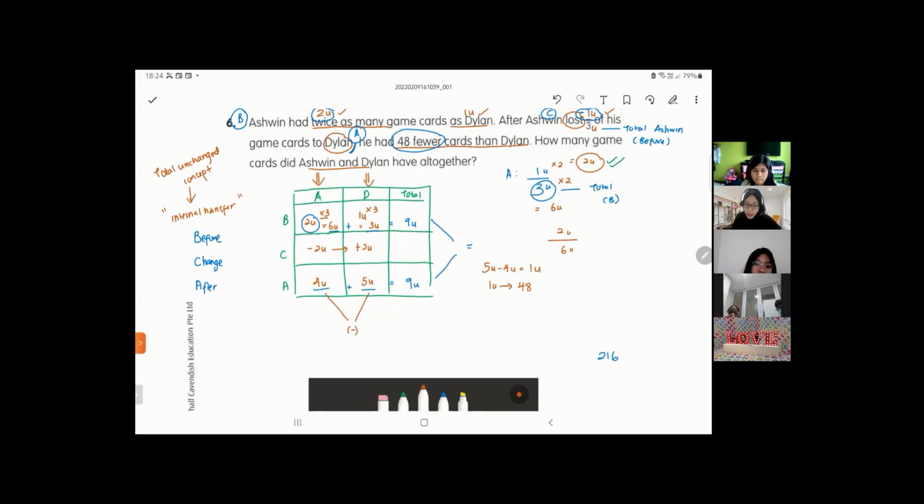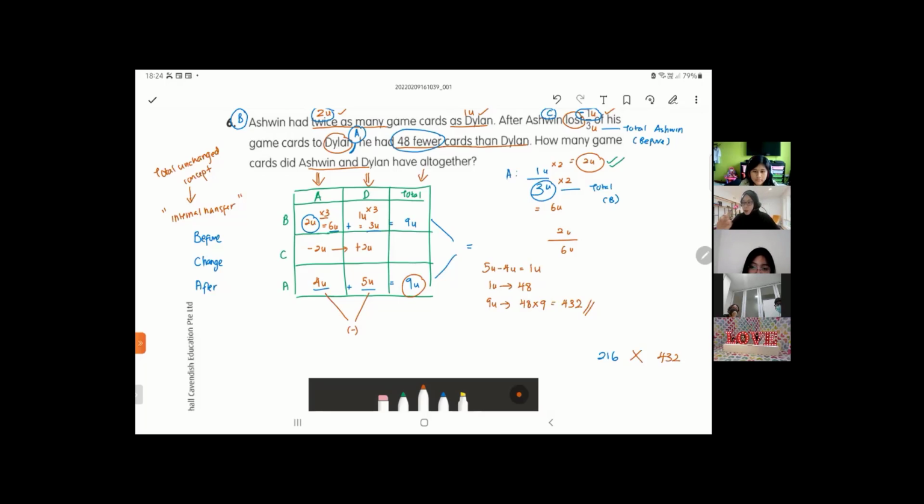Now I want to find out how many game cards Ashwin and Dylan had altogether. So just look at the total. Choose 9 units. Do not say 9 plus 9. Their total is 9 units. Their total is not changed from the start to the end. So 9 units will be 48 times 9. And my answer is 432. So it's not 216 but 432.